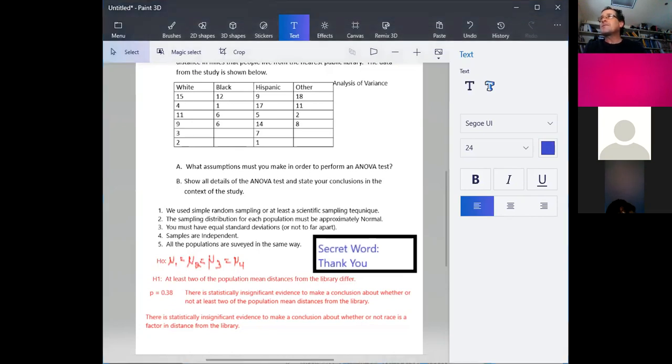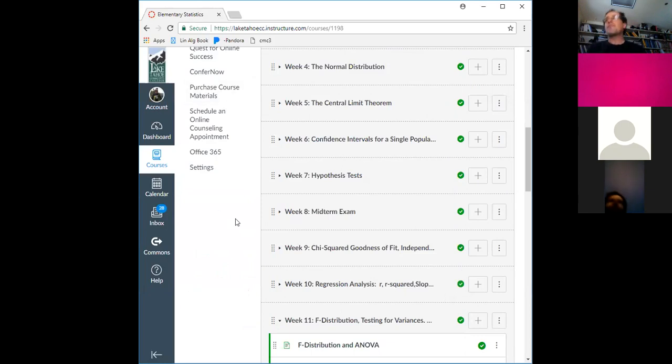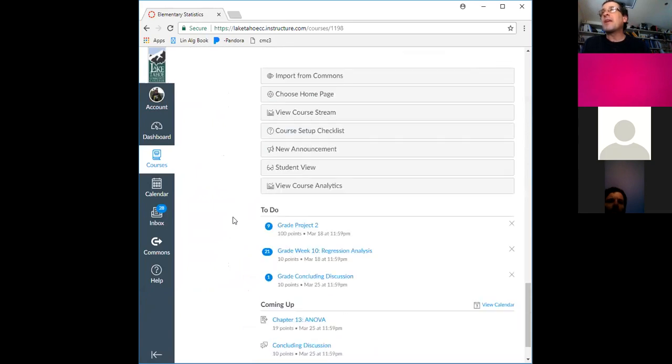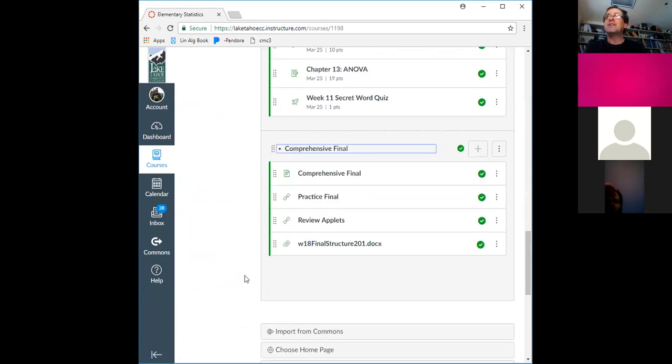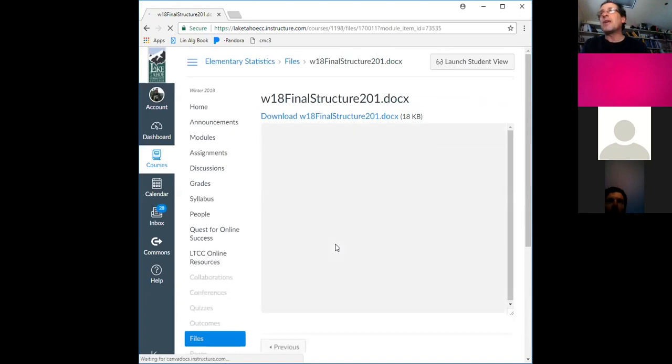Okay, now go back and take a look. This is the regular home page. If you go to where it says comprehensive final and click that little arrow, it'll give you some things you can work on. This might have been a final from a long time ago, but I think I want these. Let me start out with the final structure, because that tells you more about what the final is about.